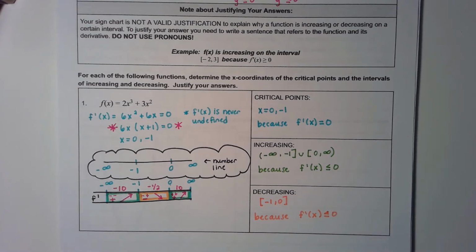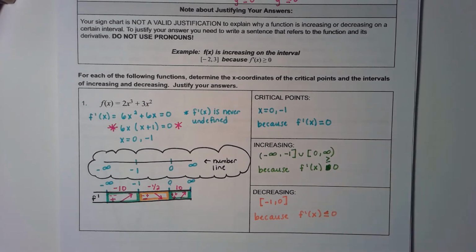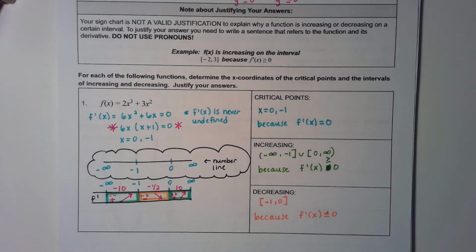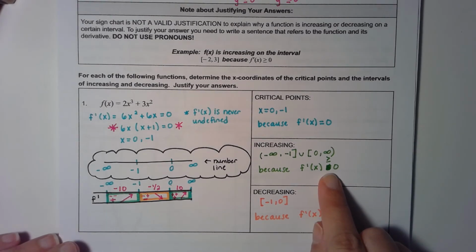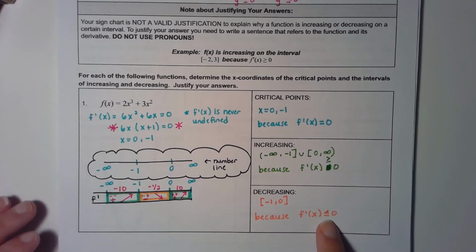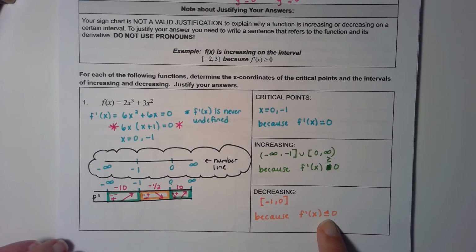You guys, I totally goofed. This should be greater than or equal to 0. I'm so sorry. I'm trying to talk and write at the same time, and I just totally goofed there. So this should be greater than or equal to 0 because increasing is when the slope is positive, and this should be less than or equal to 0 because decreasing is when the slope is negative.